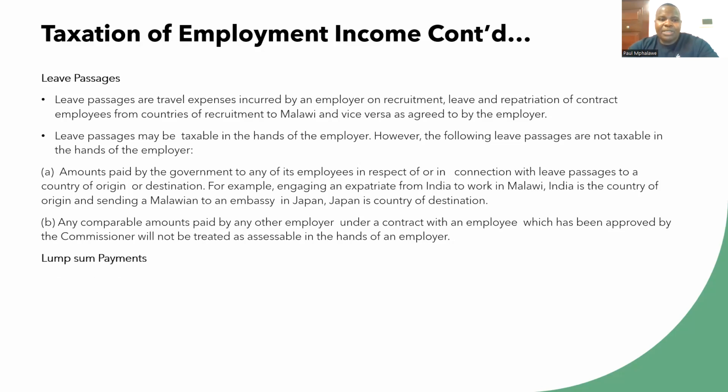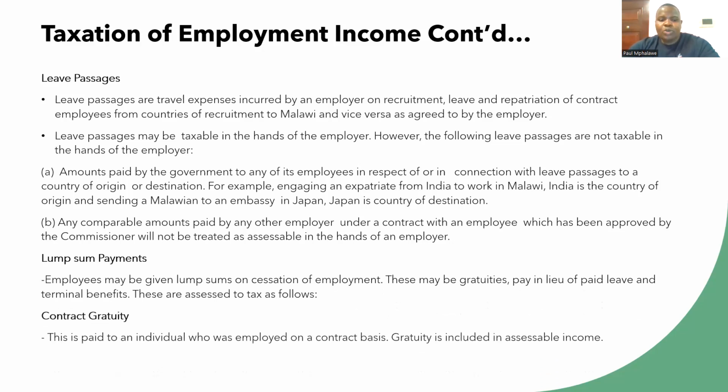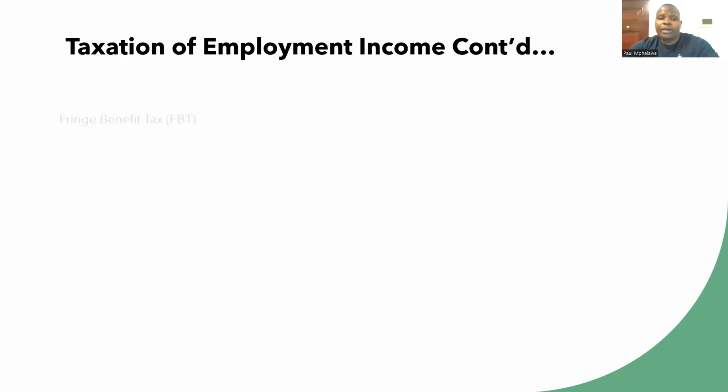Okay, so lump sum payments: these are payments whereby employees may be given lump sums on cessation of employment. These may be gratuities, pay in lieu of paid leave, and terminal benefits. These are assessed to tax as follows. Contract gratuity: this is paid to an individual who was employed on a contract basis. So the gratuity is included in the assessable income.